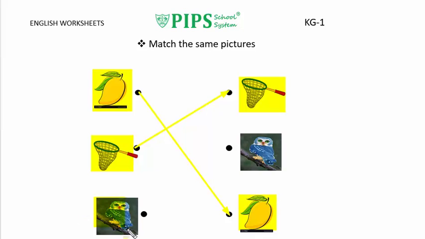This is an owl. Let's see where is the second picture of owl. Here is the second picture of owl which is similar to it. Now we will match the owl with the same picture like this.